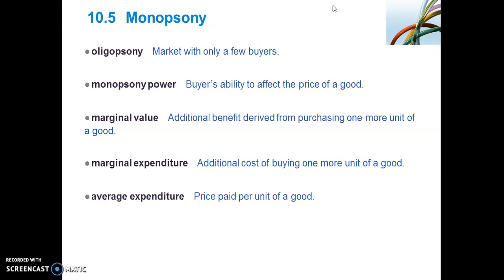Now, there is also the extra cost of buying each unit, and that is referred to as the marginal expenditure. So, the marginal expenditure is going to depend on if the buyer has monopsony power or is just a competitive buyer who would be a price taker. And then lastly, the average expenditure is the price paid per unit of the good. You think of your total expenditure divided by the total quantity. So the average expenditure is the price paid per unit of the good. So we'll continue part 2 by looking at figure 10.13 in the next narrated audio.